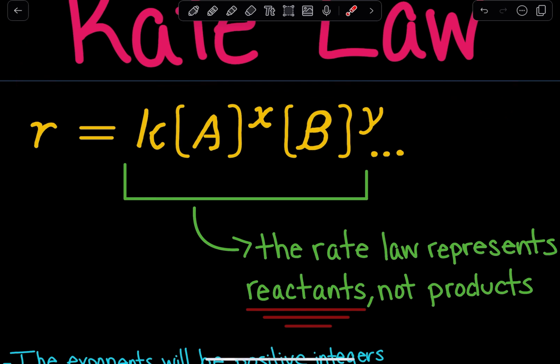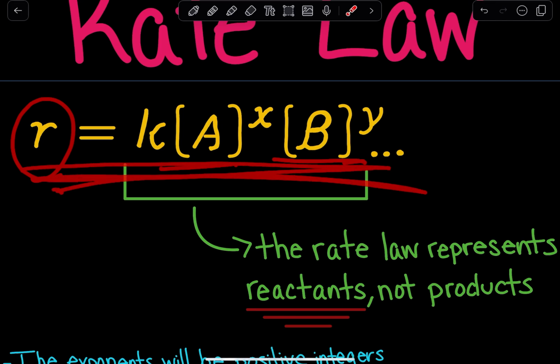The rate law does not provide information on the relative rates between various products and reactants, and it does not tell us how the reactants and products concentrations change over time. It only tells us how the rate is affected by varying concentrations, and we can see that in the equation. How is this R value altered based on these concentration values?